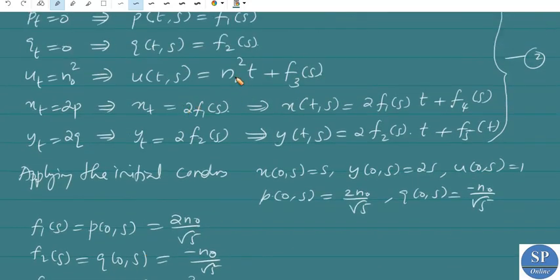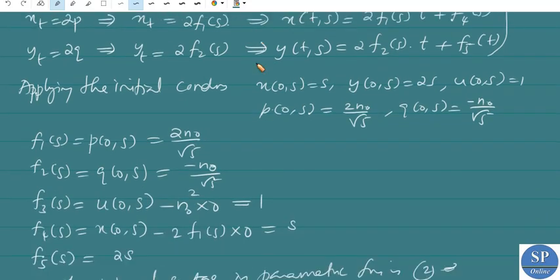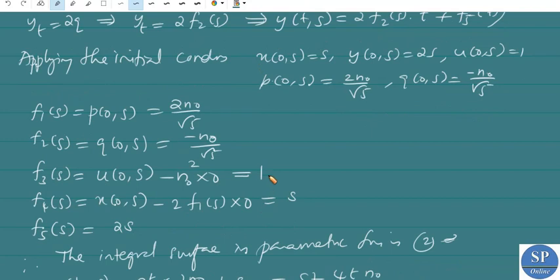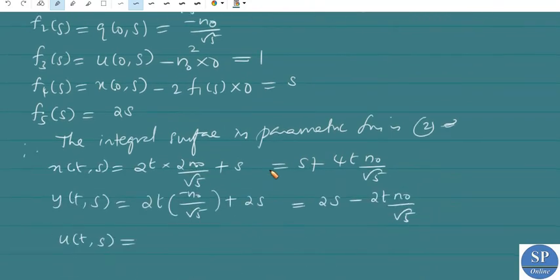Now we have u(t,s), which is, from the third equation, u equal to n naught square into t plus f3. So f3 plus n naught square into t. So f3 is equal to 1. So u is 1 plus n naught square into t.